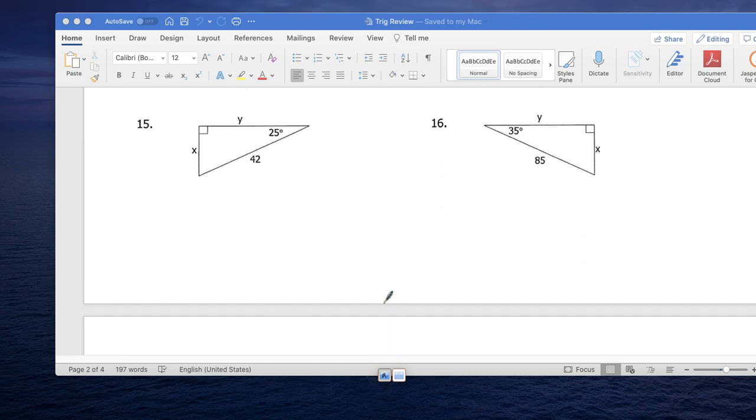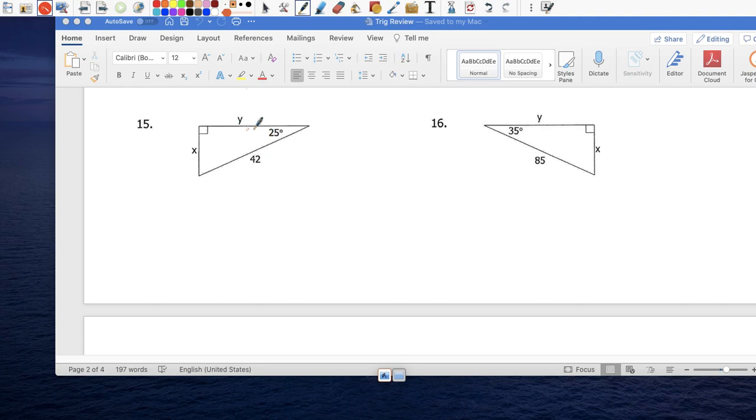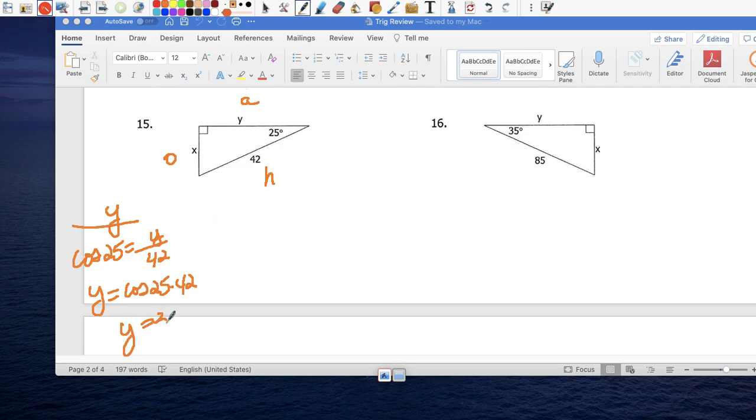15, unfortunately, is not angles. So based on 25, this is the opposite, this is the hypotenuse, this is the adjacent. So let's go for, doesn't really matter, let's go for y. So side y, to find side y, we're going to use cosine. So cosine of 25 equals the adjacent, which is y, over the hypotenuse, which is 42. So y equals cosine of 25 times 42. Enter. So we get that y is 38.06.